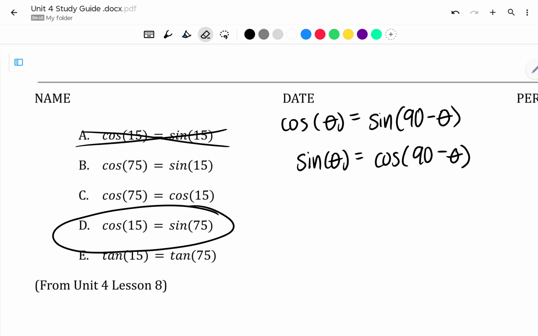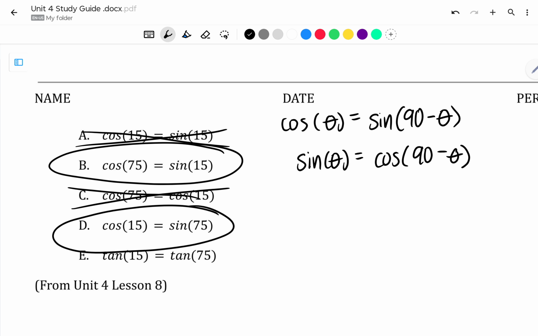What about B? Is B correct? If cosine is 75, can sine be 15? Absolutely. And then C, think about why C is wrong. It's cosine and cosine. Okay, that doesn't work. Does it work for tangent? No. So your only two answers are B and D.